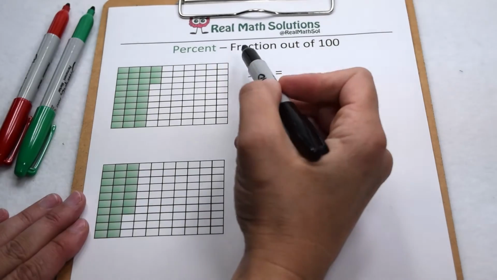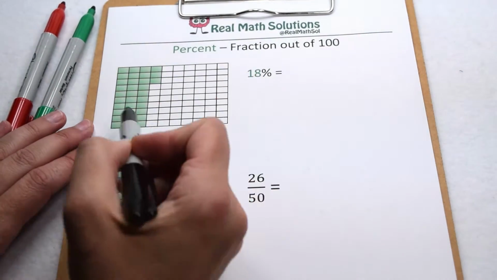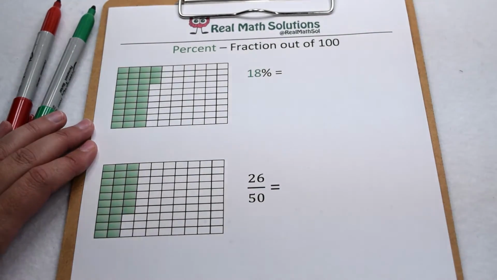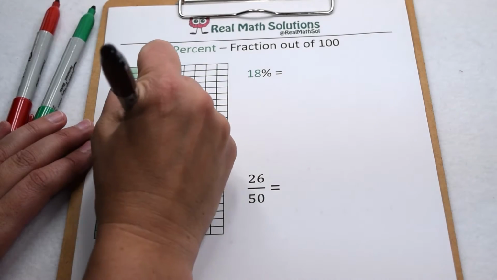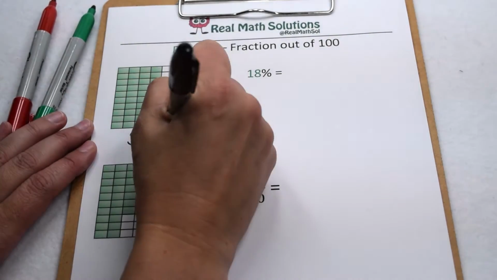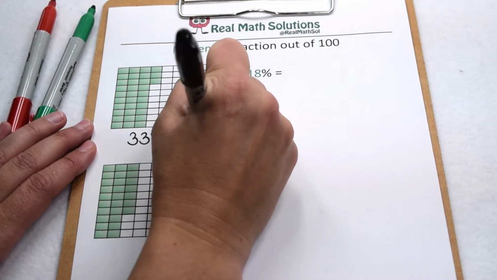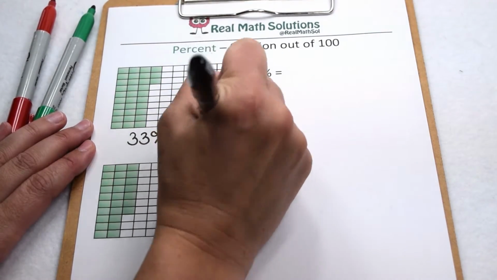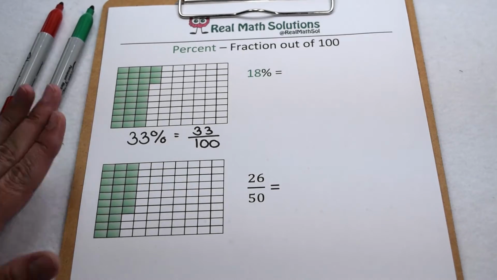A percent represents a fraction out of 100. If we look at our hundredths grid here, we can see we have 33 out of 100 shaded. So that would represent 33%. If we wanted to express that as a fraction, we still have 33 squares out of 100 shaded, so that would be the fraction 33 hundredths.